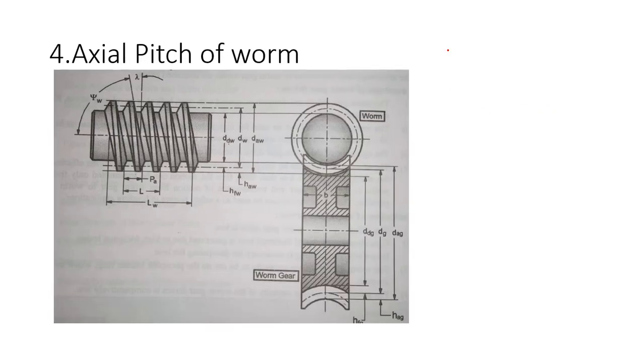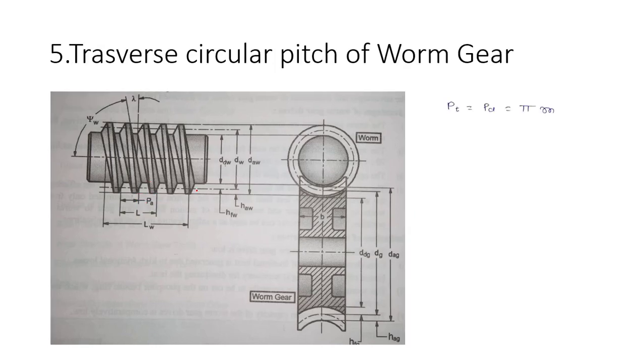Now next is axial pitch. We denote axial pitch by PA, and it is the distance from a point on one tooth to the corresponding point on the adjacent tooth, measured on the pitch surface. So this is the pitch surface, and the distance from one point to another point is PA.